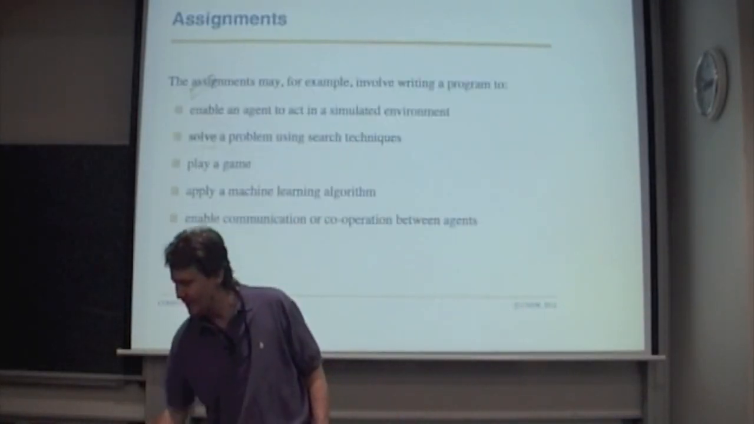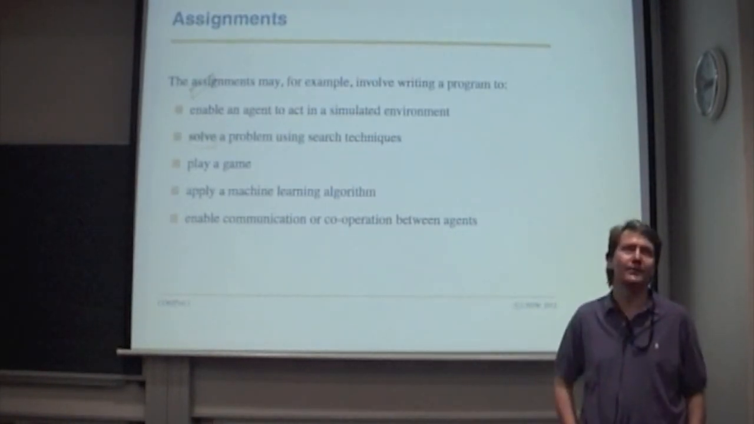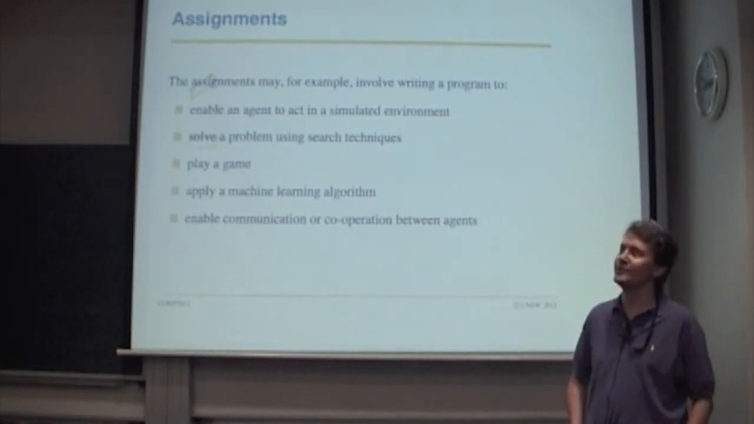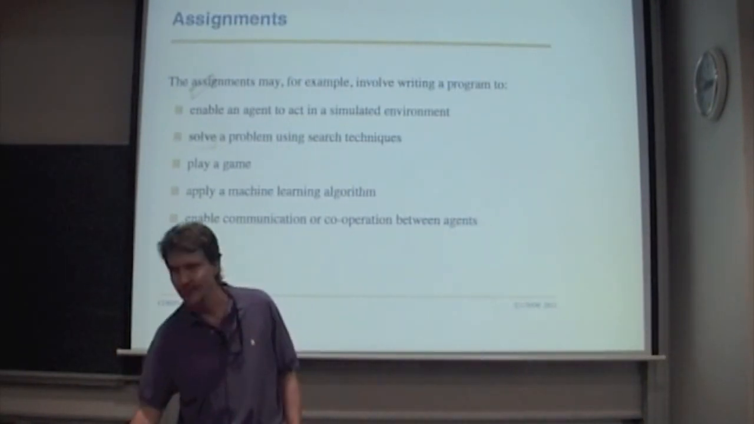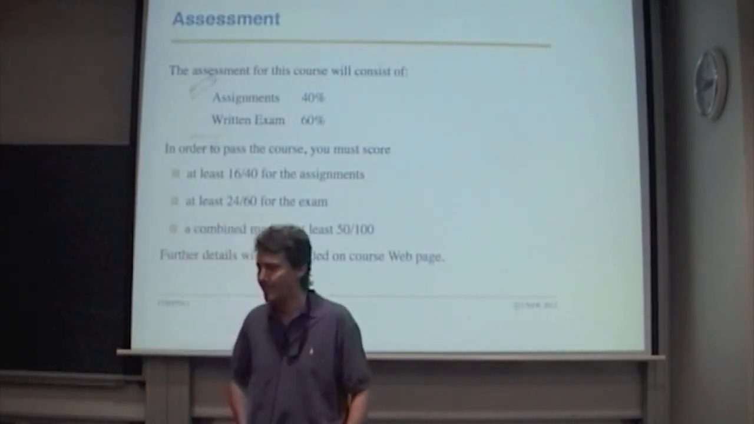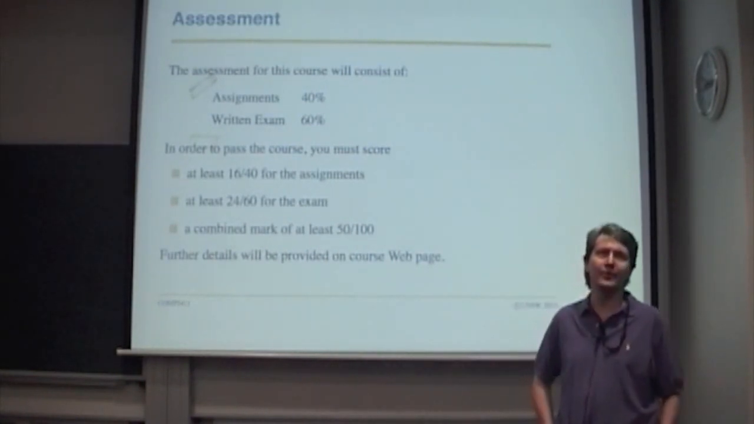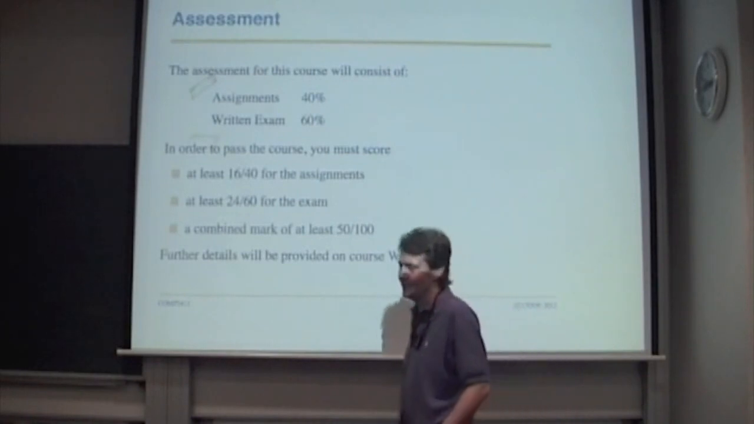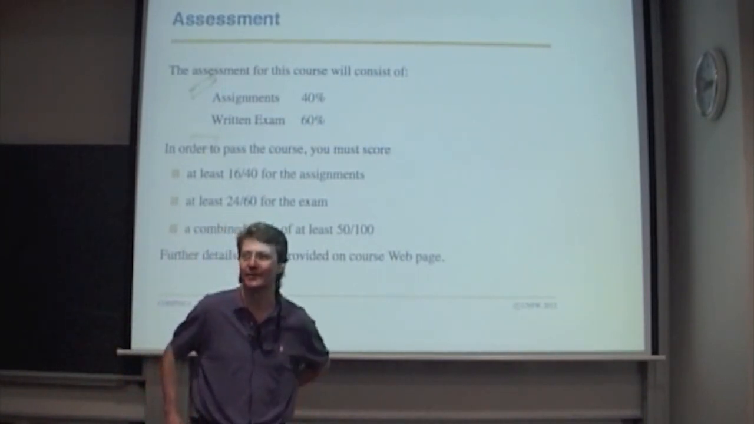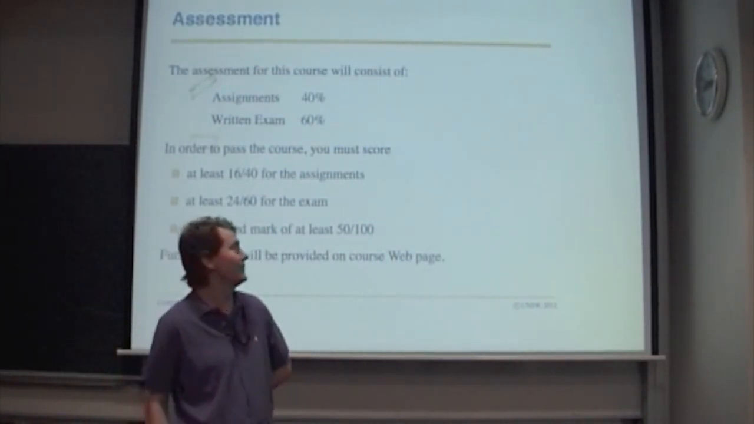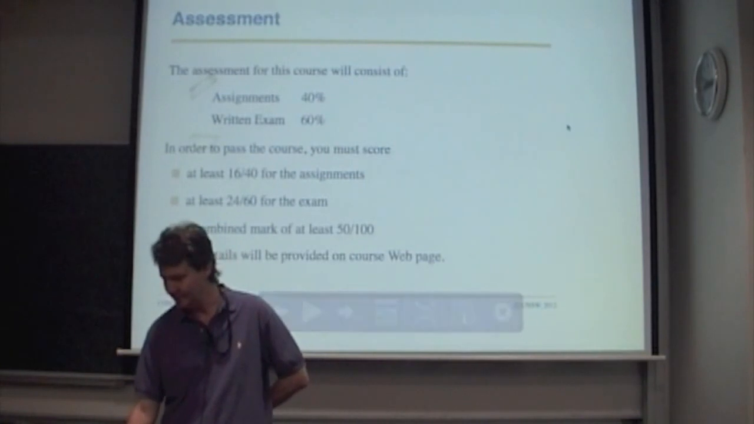But here's some examples of what kind of things we might ask in the assignments. Enable an agent to act in a simulated environment. Solve a problem using search techniques. Play a game. Apply a machine learning algorithm. Or enable communication or cooperation between agents, that sort of thing. To pass the course, of course, you need to get 50 percent overall. There's also hurdle requirements for the assignments and the exam, but you only need to get at least 40% for the assignments and at least 40% for the exam. So as long as you make a reasonable attempt at the assignments, you ought to be able to get this 16 out of 40.